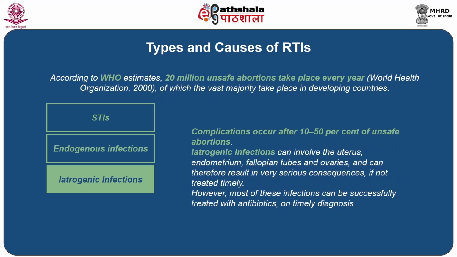Iatrogenic infections can involve the uterus, endometrium, fallopian tubes, and ovaries, and can therefore result in very serious consequences if not treated in time. However, most of these infections can be successfully treated using antibiotics on timely diagnosis.